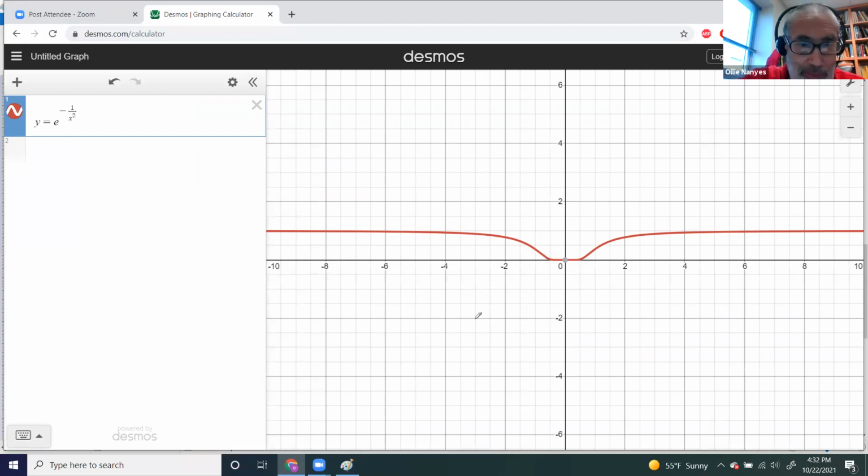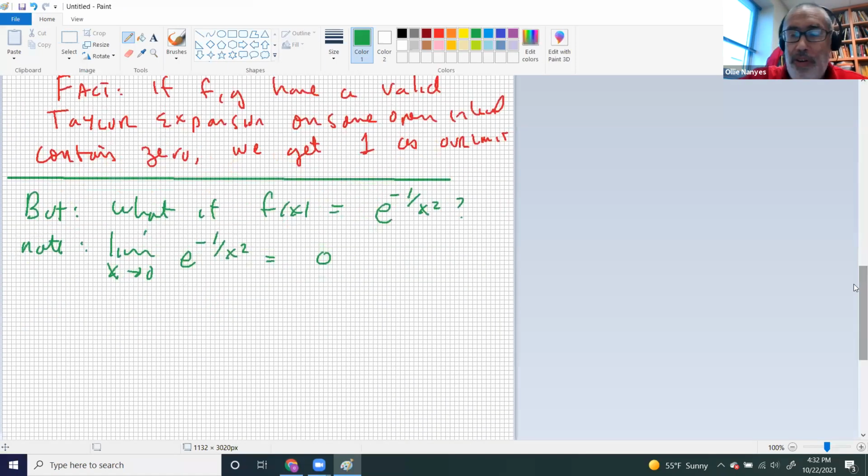It's very, very flat. Now it turns out that the function, and technically the function is really this. So this is math, so we have to be a little bit pedantic here.